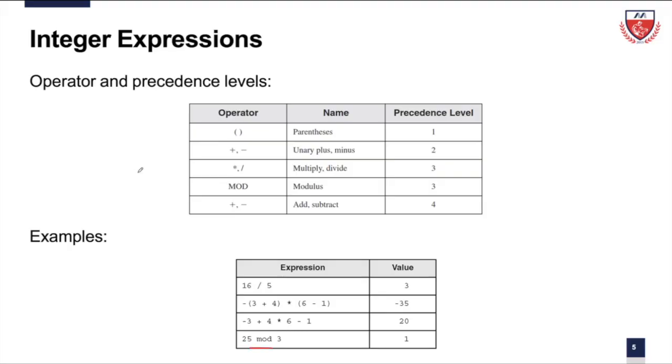Okay, 25 modulus 3 is 1 because modulus is to get the remainder of 25 divided by 3. So since this is 8, and then you have 24, then you have a remainder of 1. So the value of that one is 1. This modulus is very commonly used in programming when we want to find out if a number is odd or even. So if its remainder is 0, then of course we consider that an even number. Okay.